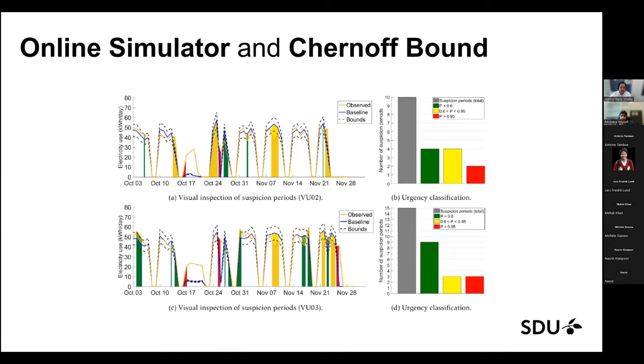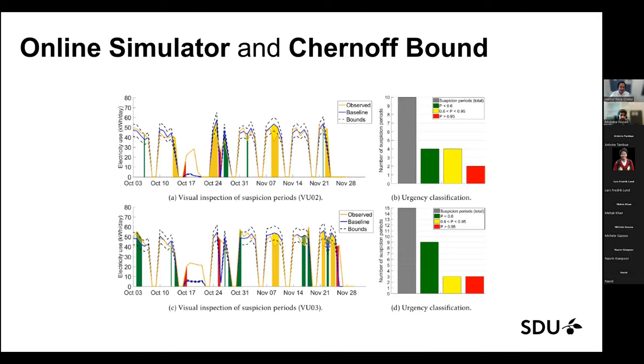And that's how we do it with the Chernoff bound. The whole theory comes from telecommunication. Basically, it assigns a probability which quantifies the significance of a deviation from a baseline. So we use it for the first time with energy applications. We modify it a bit to fit the application. And then, of course, for any deviation, you have a number between 0 and 1. And then, of course, you can classify.